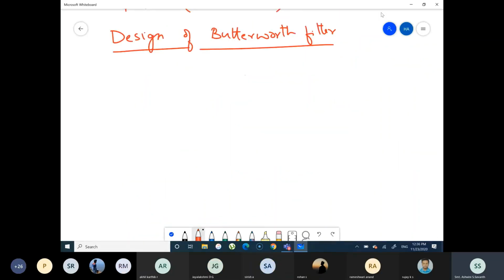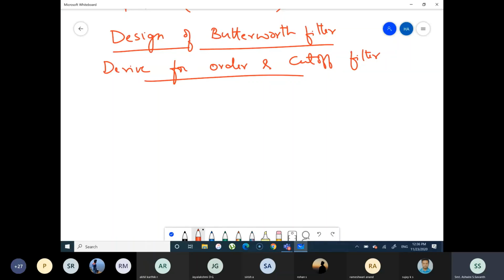Now, let's derive the expression for order and the cutoff frequency of the Butterworth filter. Okay, so now let's consider a low pass Butterworth filter, which is the prototype that we always talk about. And let me write the decibel scale here.